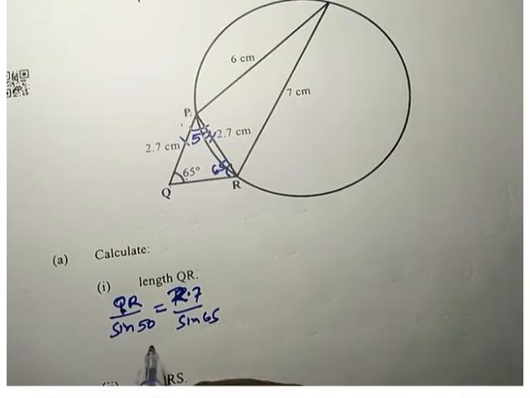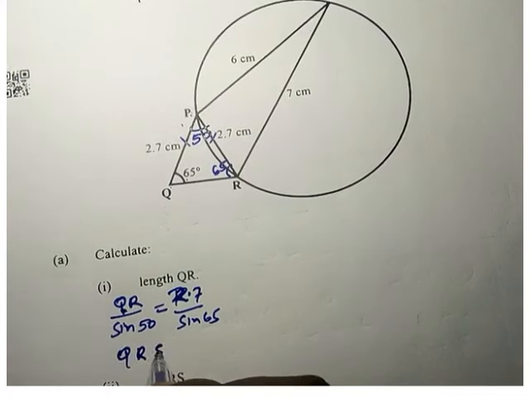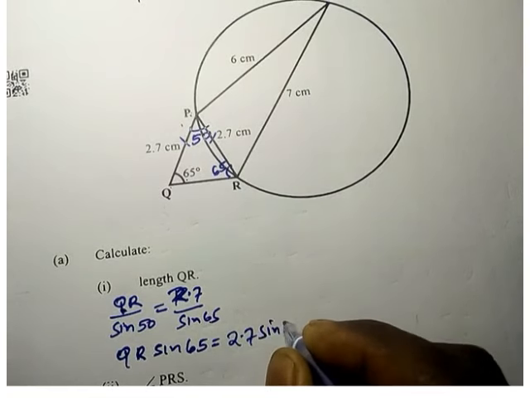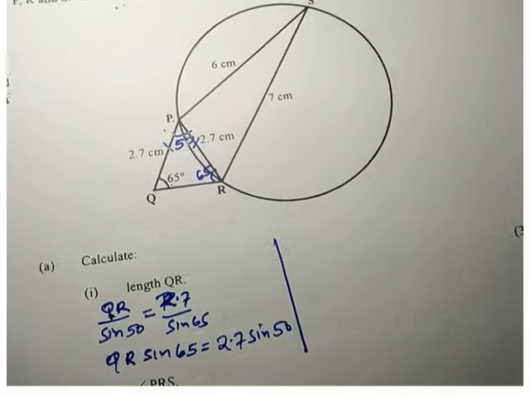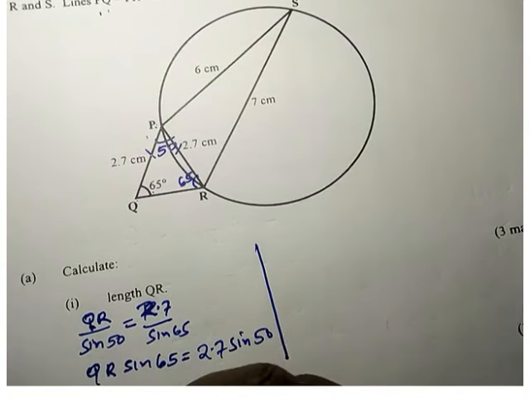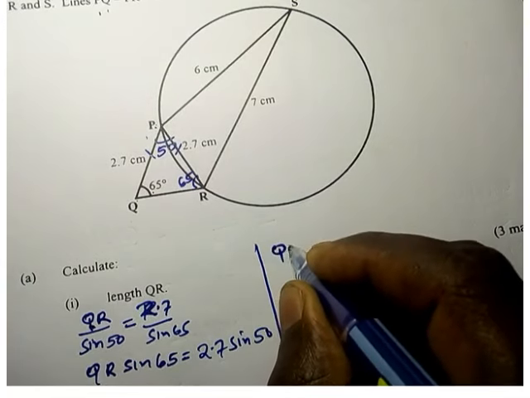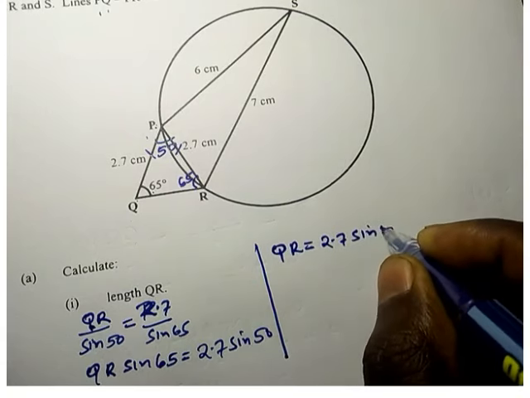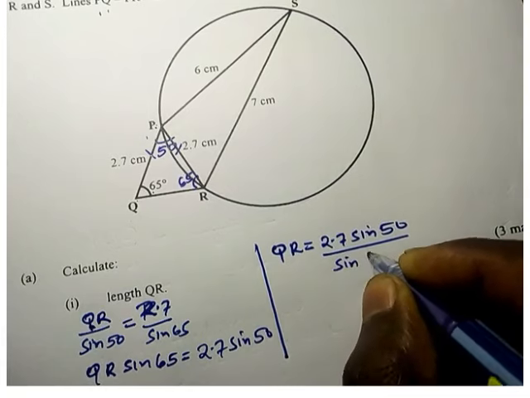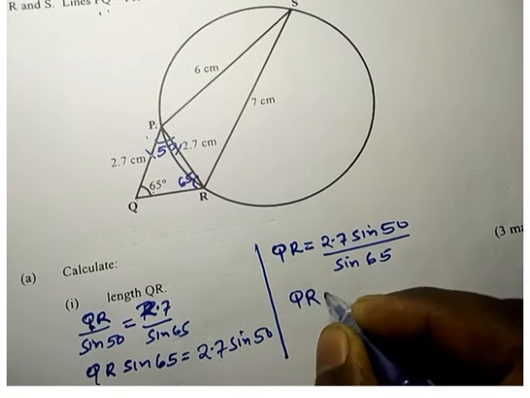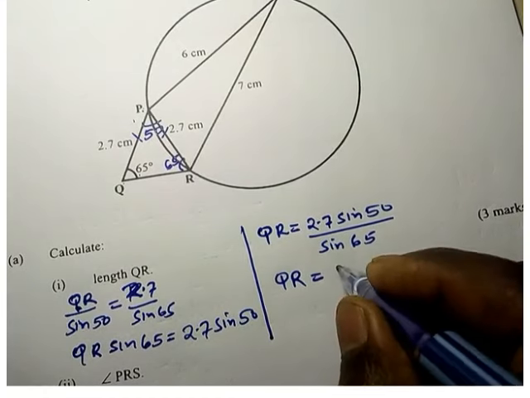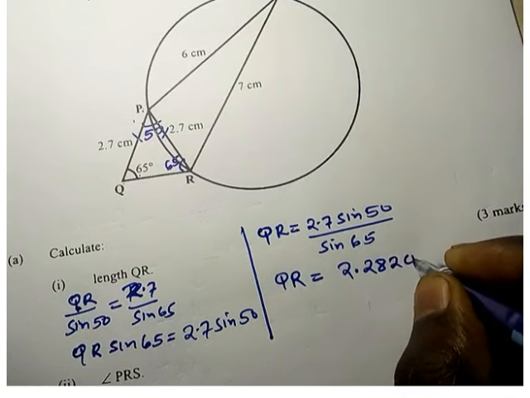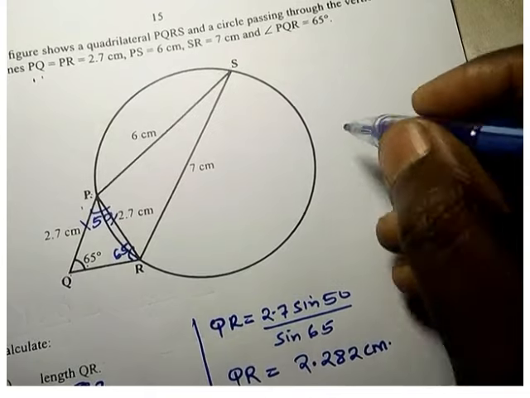So the cross multiplication: QR sine 65 is equal to 2.7 sine 50. So if I leave this one here, QR is going to be 2.7 sine 50 divided by sine 65. QR is equal to 2.282 centimeters. You can as well use Pythagoras theorem.